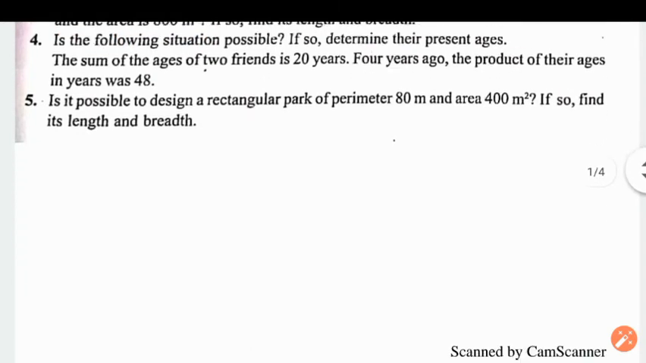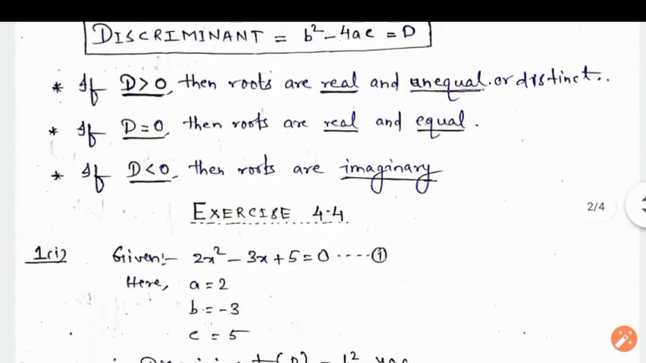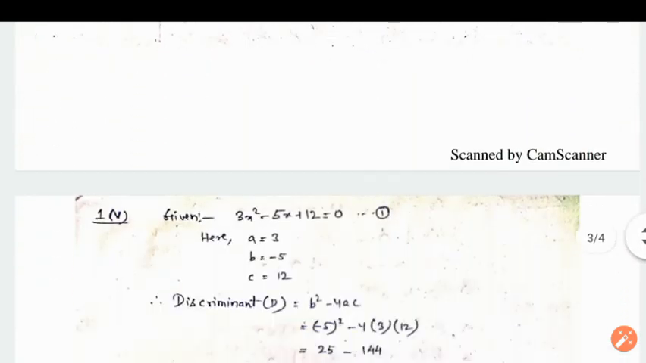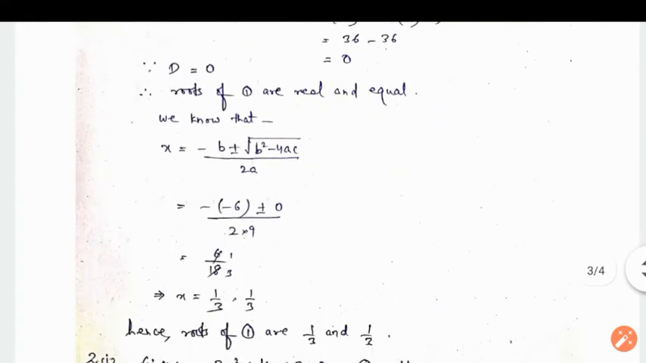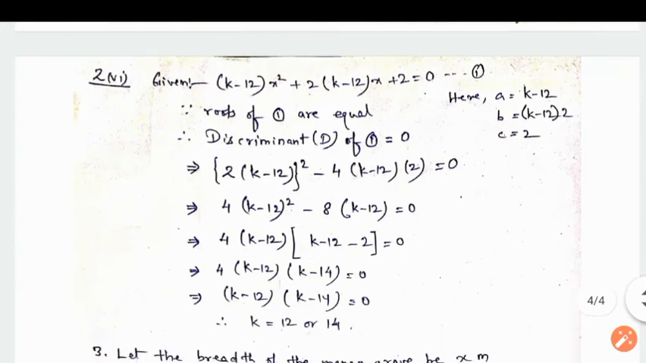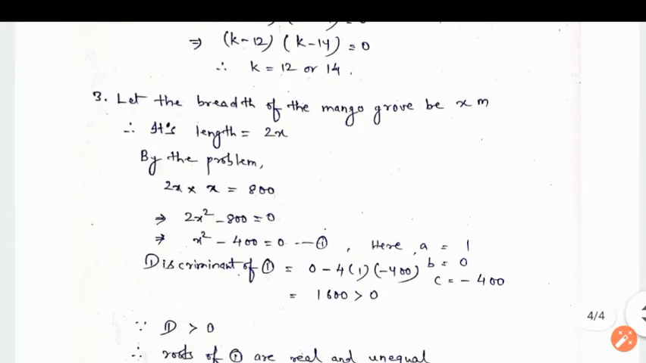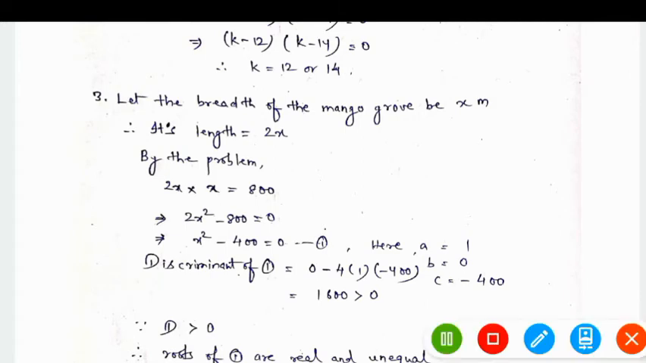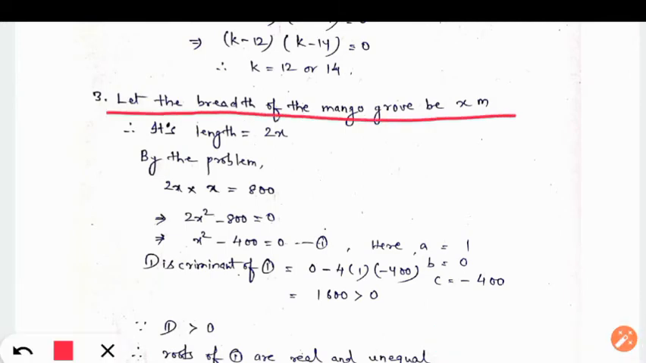So let's see how I have solved question number 3. Let the breadth of the mango grove be x meter. So I have taken breadth as x meter. According to the question, its length will be 2x, because the question says length is twice its breadth. By the problem, 800 was the area, right? We know the formula to find the area of a rectangle: length into breadth. So length into breadth is equal to 800.